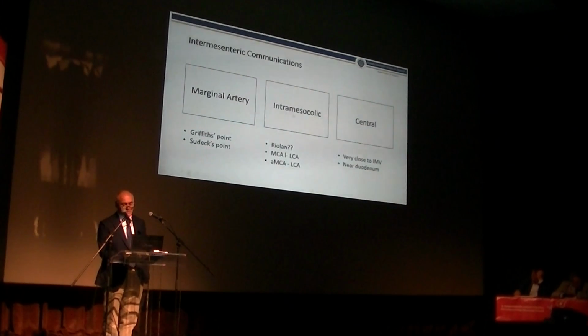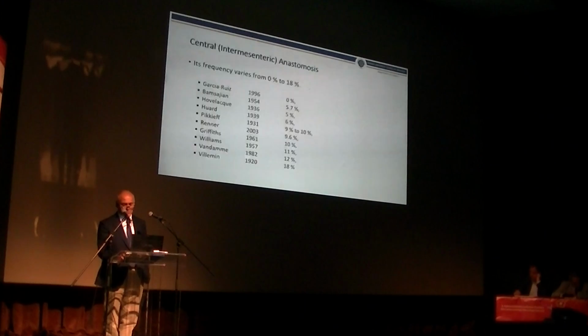There are intramesocolic communications, and there are central communications. When I say central, it is just next to the inferior mesenteric vein during the clipping, and it is just next to the duodenum. And when we look at the literature, these are the studies starting from very early in the 20th century. It is around up to 18%.